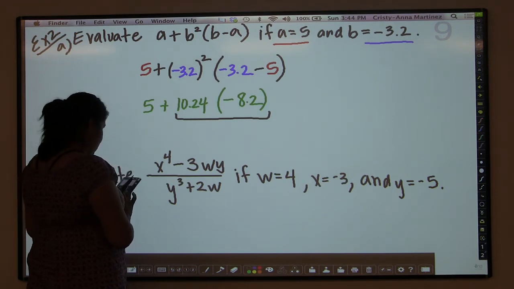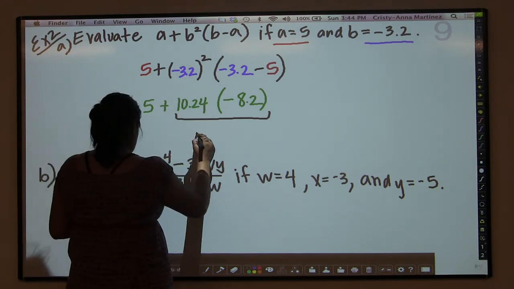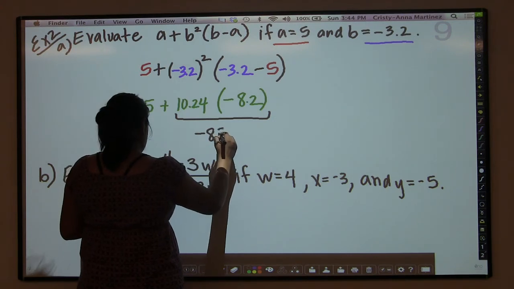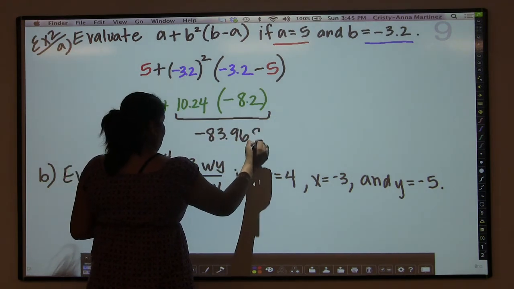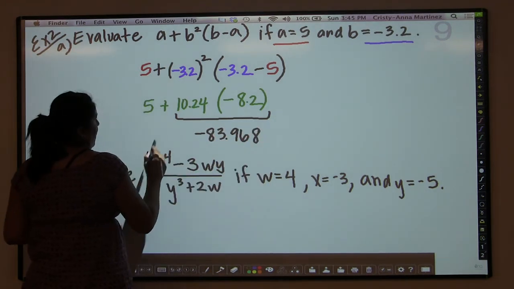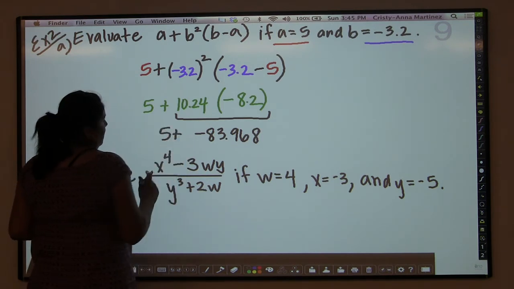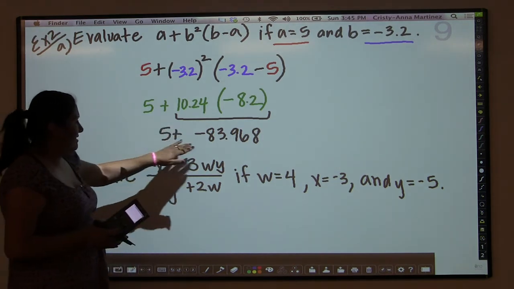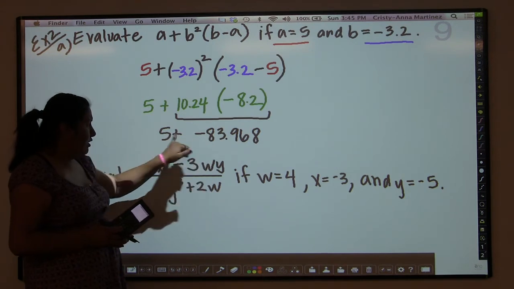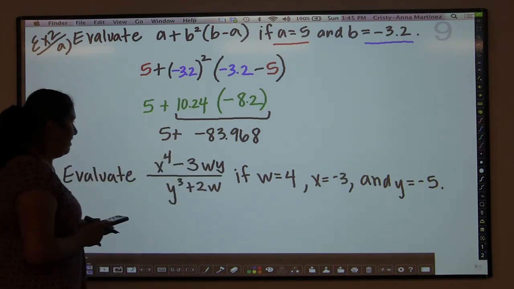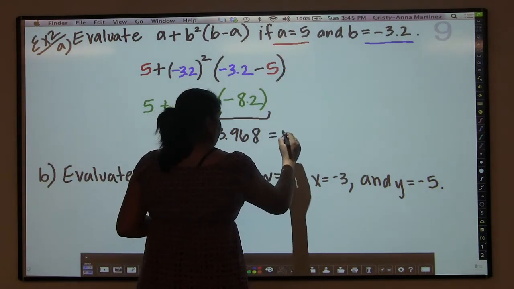10.24 times negative 8.2 is actually roughly negative 83.968. And then of course you had your 5 plus a negative. So when you have 5 plus a negative, in this case the negative is a lot bigger than the positive, so our final answer will be negative.